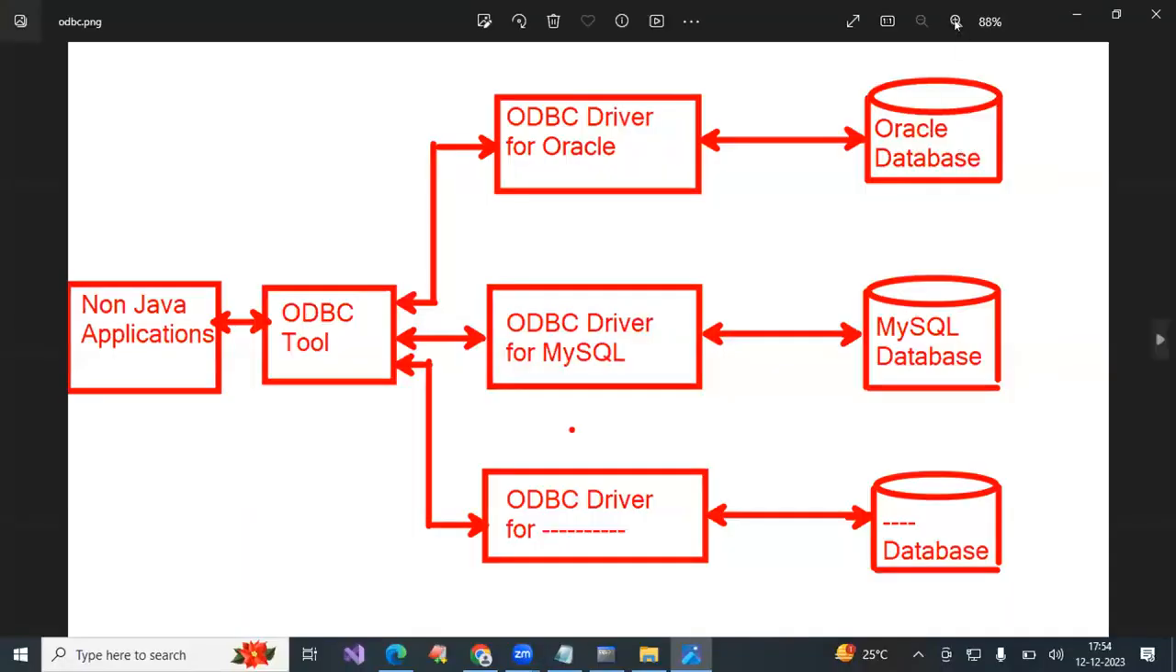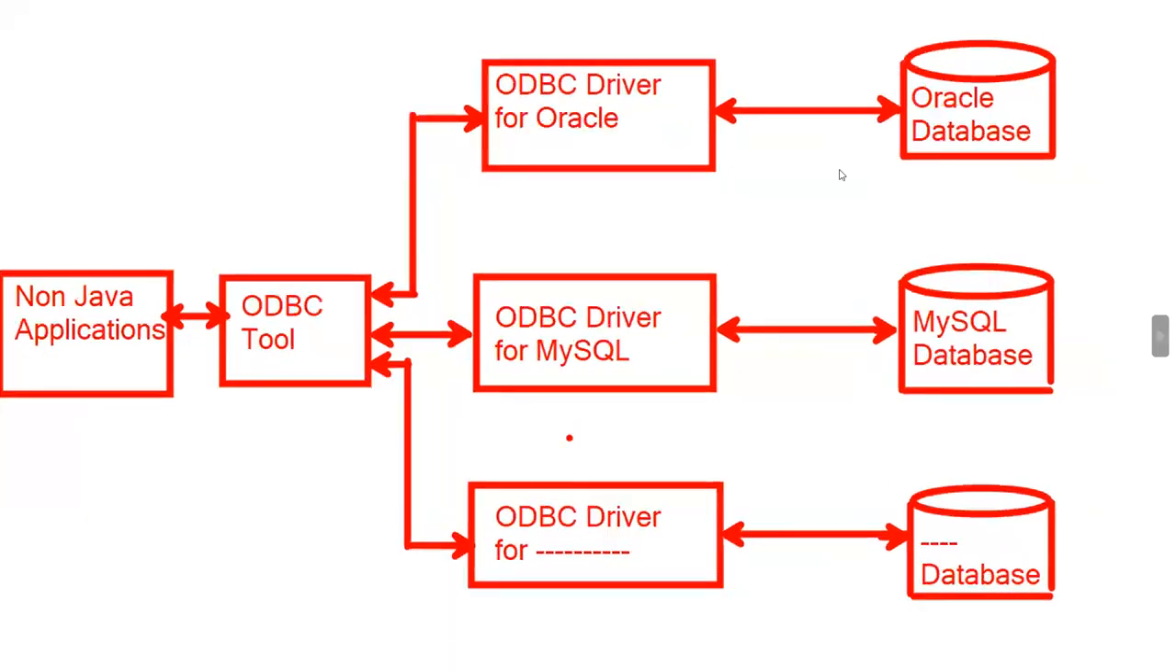See, here is the diagram. Now, in this diagram, you observe non-Java applications, other than Java. Before the Java language, so many languages existed: C, C++, Smalltalk, Ada, Simula, VB. Non-Java applications connected to the ODBC tool. In that tool there are so many drivers. According to their requirement, they selected one driver. With that, they connected to a particular database.